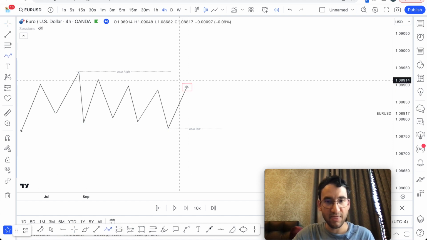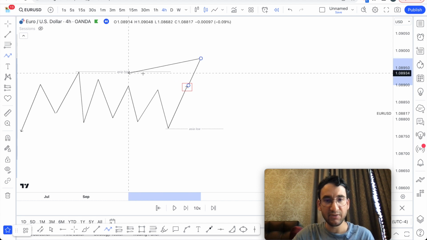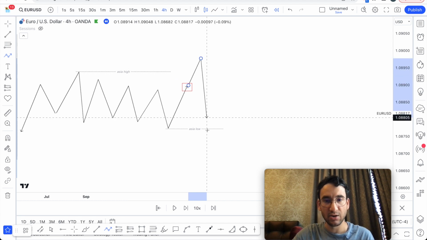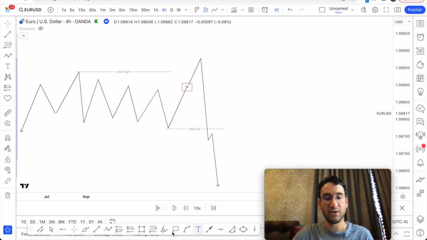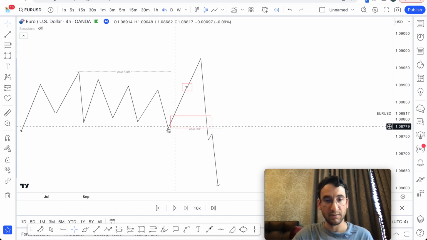Then price rises like this, taking out the Asia high, and then starts to go bearish like this. A lot of traders, like I said, would be here ready to buy right over here because of the demand aspect of the setup here.